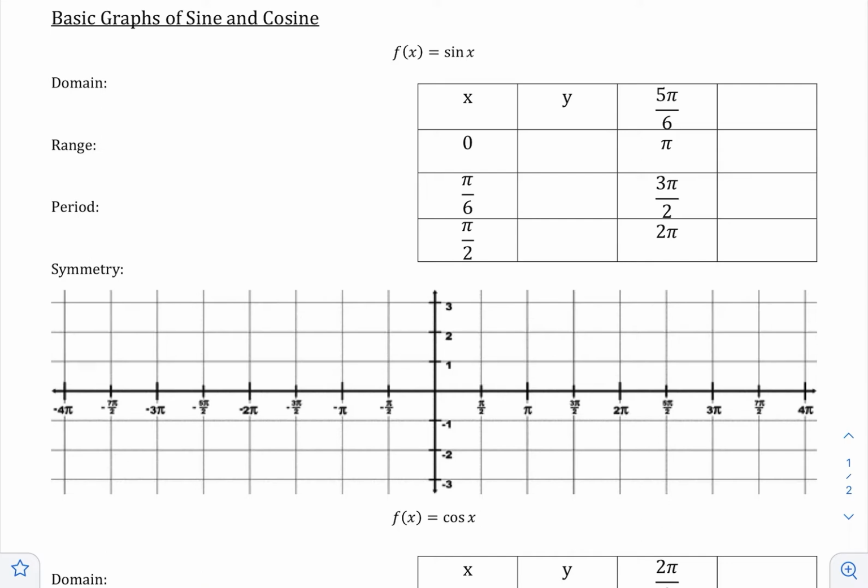So the domain is what you input. So in this case, it's going to be the angles. And for sine, you never have an angle that gives you that sine is undefined. So your domain is all real numbers. You can plug in any angle.